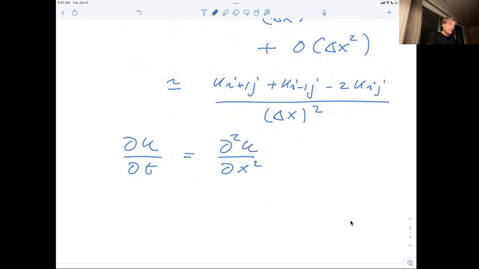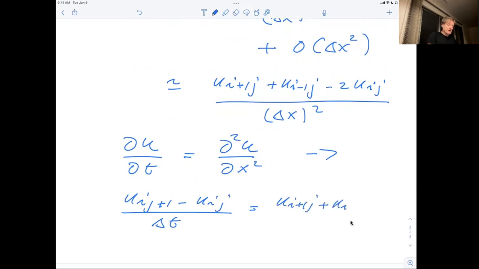So this means that our differential equation now, which is a differential equation in time and space, goes over to u of i of j plus 1 minus u of ij divided by delta t, and this is equal to u of i plus 1 of j plus u of i minus 1 of j minus 2u ij, and this is divided by delta x squared.